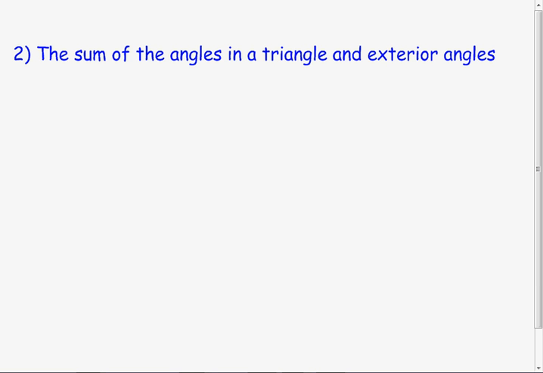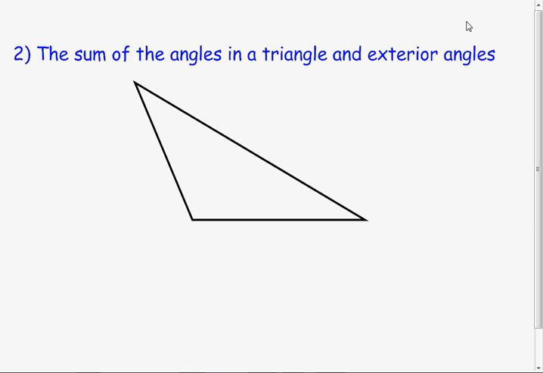We should know this one, the sum of the angles of a triangle. I'm not sure we do, but I'm going to add in a couple things. Here's A, B, and C. Measure of angle A plus the measure of angle B plus the measure of angle C adds up to what? 180.